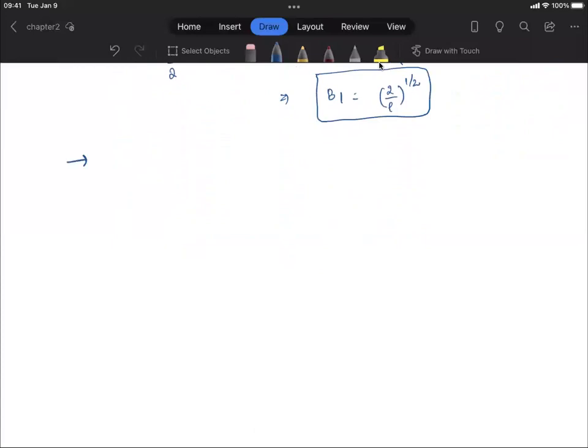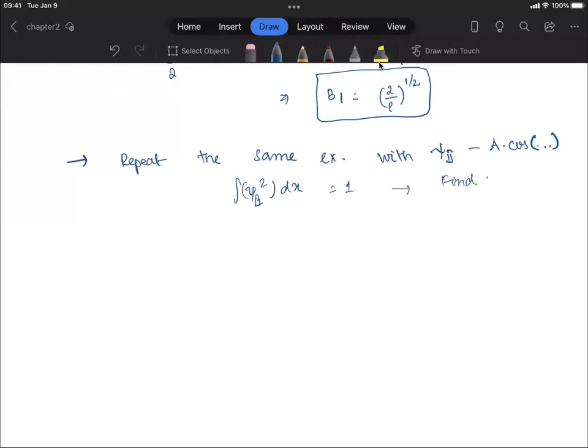Now, you can repeat the same exercise with the other side too, where you have a times cos of something. You can integrate that. Do this and you can find out what A is. So it should be very similar, and this is how we normalize. I just wanted to show one case and you can try the other and you'll find that the wave functions are very similar.